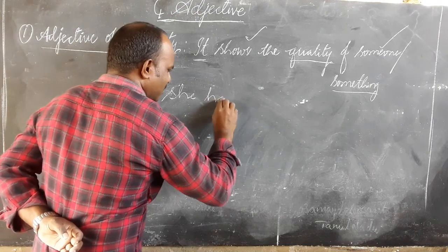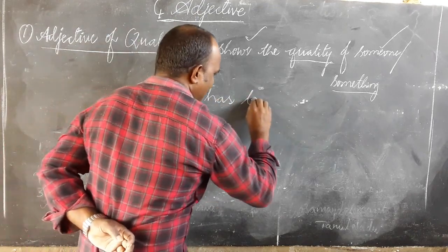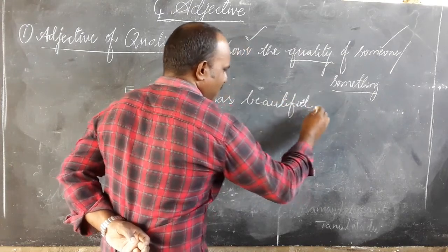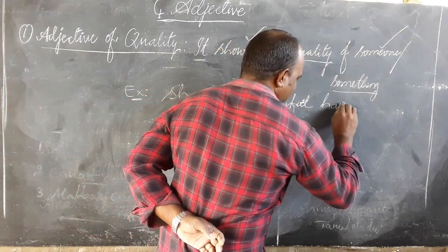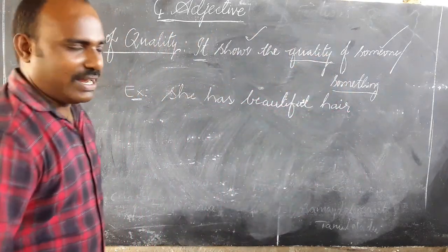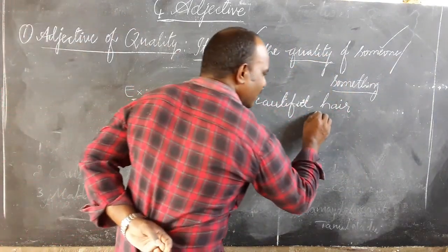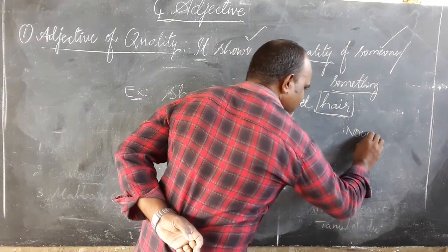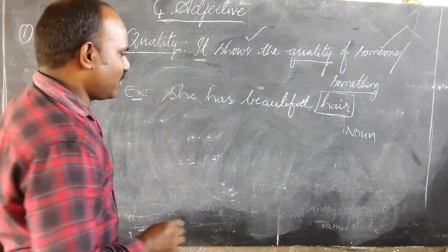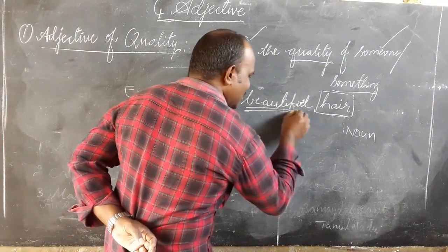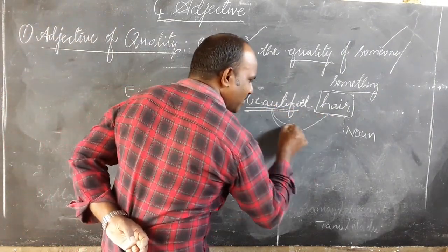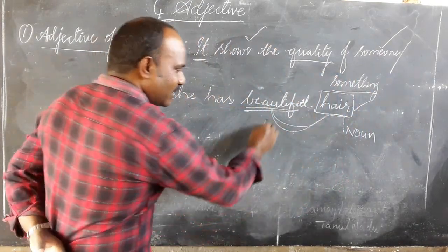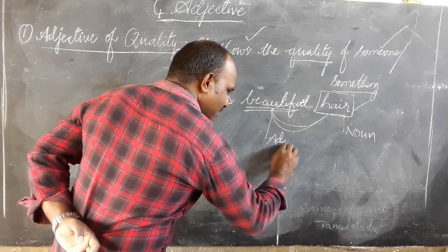She has beautiful hair. You see, look at this one. Hair is a noun, of course. See here, look at this word, beautiful. Beautiful is describing or talks about the noun hair. So, this can be here an adjective.